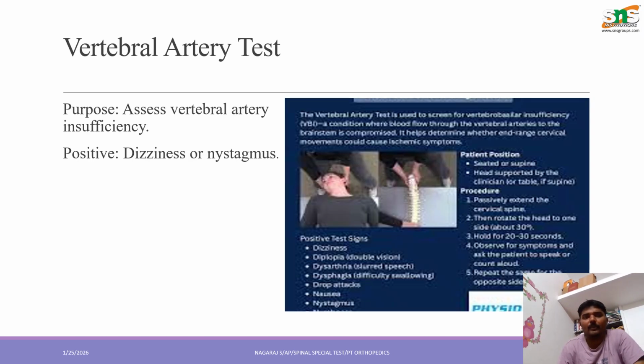Vertebral artery test. The purpose is to assess vertebral artery insufficiency. Positive for dizziness or nystagmus.